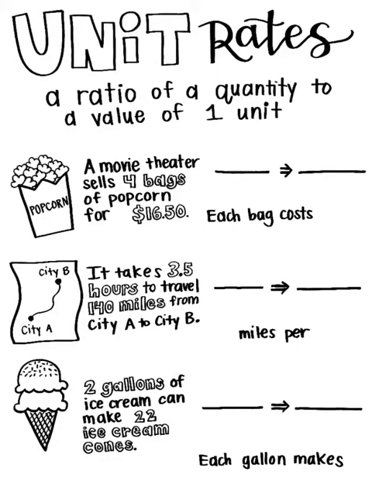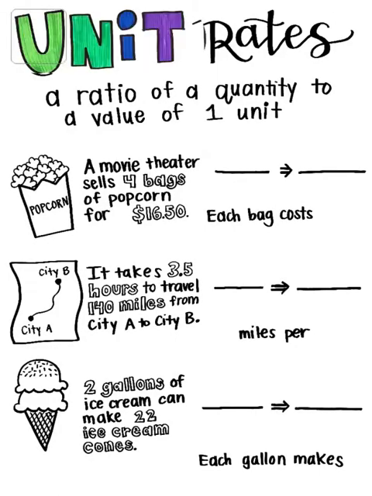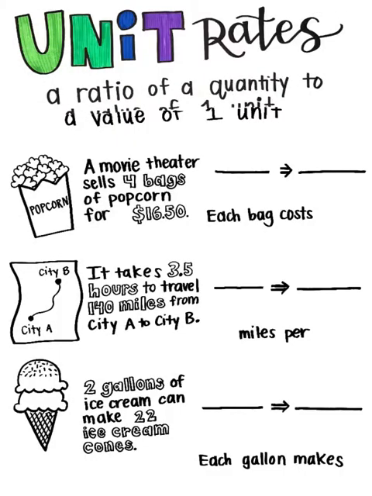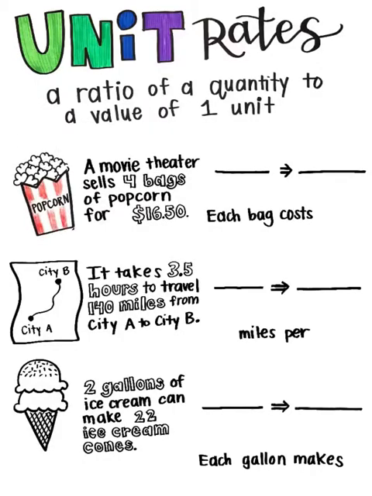So here we're looking at unit rates. And unit rates are a ratio of a quantity to a value of 1 unit. Here we have our popcorn example, and with our movie theater popcorn example, it says a movie theater sells 4 bags of popcorn for $16.50. We want to know how much each bag cost.